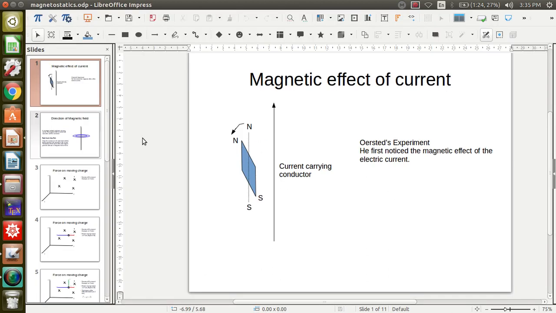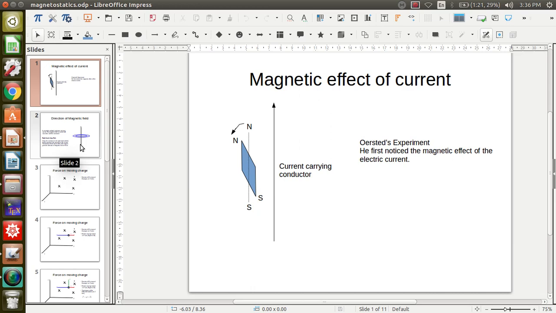It was first noticed by Oersted that a moving charge or a current-carrying conductor produces a magnetic field. He placed a compass next to a current-carrying conductor, and what he saw was a deflection towards the left when the current was moving in this direction, from down to up. The deflection was towards your left side. This was the first evidence that a moving charge or current produces a magnetic field.